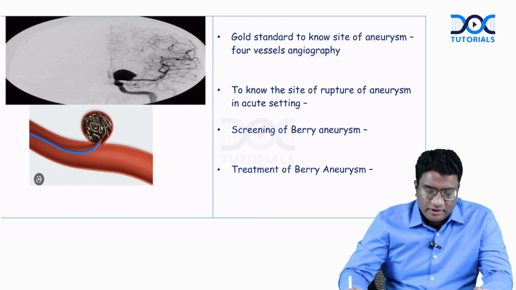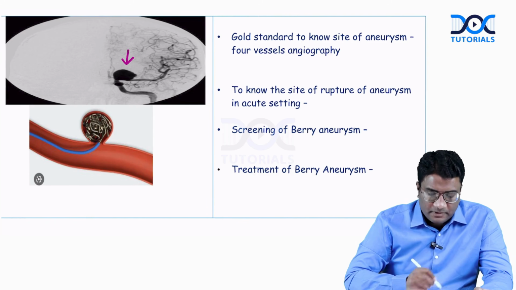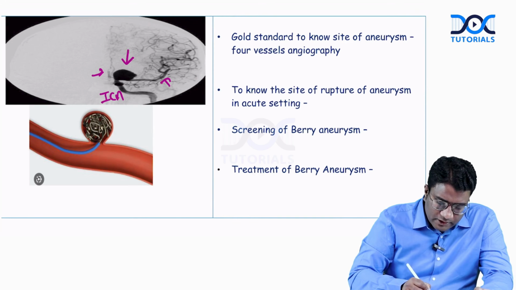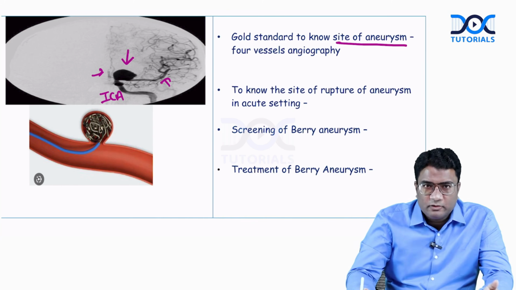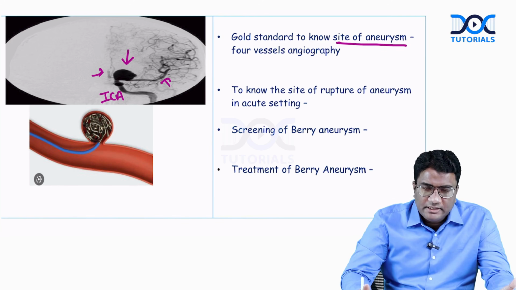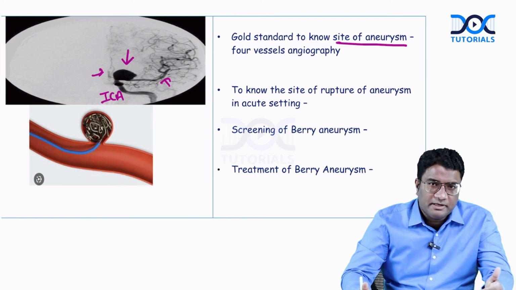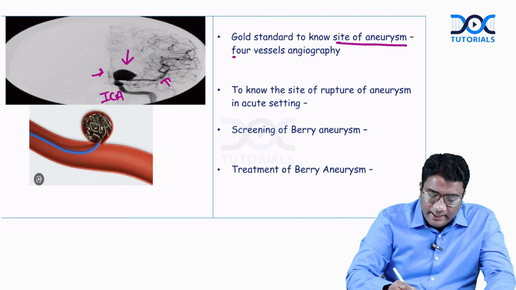And look at this image. Here also you are seeing an aneurysm located at the internal carotid artery. Before it branches out into anterior cerebral and middle cerebral, the internal carotid artery is showing an aneurysm. And what is the gold standard investigation to know the site of aneurysm? Where is it located? Is it located in the posterior circulation, anterior circulation? Is it in the ACOM area, PCOM area, anterior cerebral artery, middle cerebral artery, posterior cerebral artery? To know where is the actual site of the aneurysm, we need to go for 4-vessel angiography.